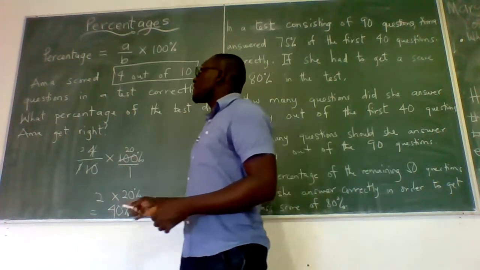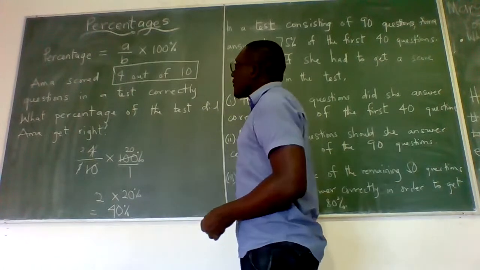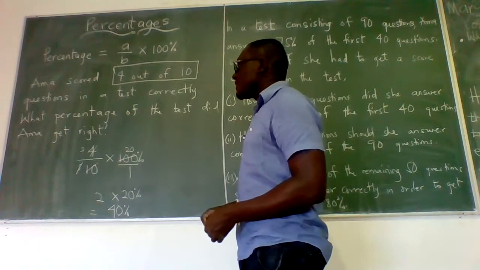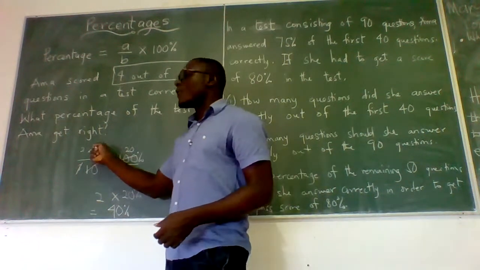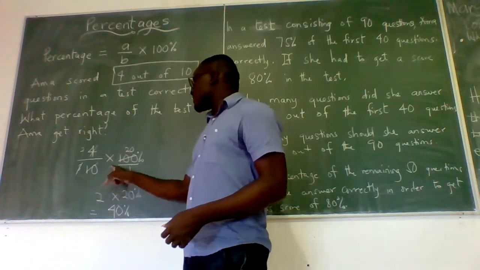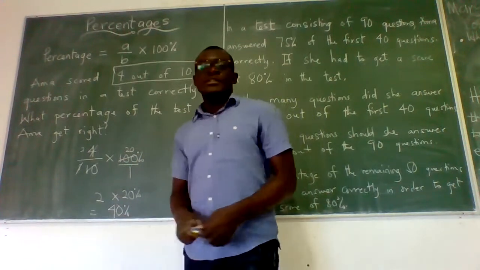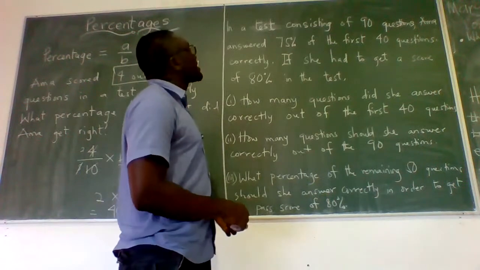In our first example, we looked at Amma scoring 4 out of 10 in a test, and by converting that to percentages, we said you have 4 over 10, and then you multiply that by 100%, and that should give us 40%.